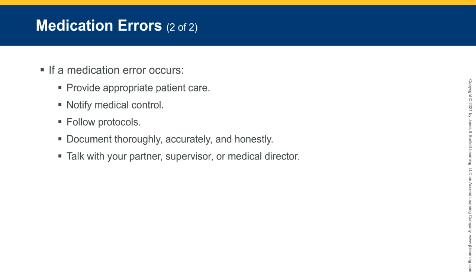If a medication error occurs, follow these steps. First, provide appropriate patient care to address any adverse effects. Next, notify medical control immediately and follow all local protocols. Ensure that you document the event accurately and honestly. Finally, discuss the situation with your supervisor or medical director to prevent future errors. Learning from mistakes is crucial in improving patient safety.